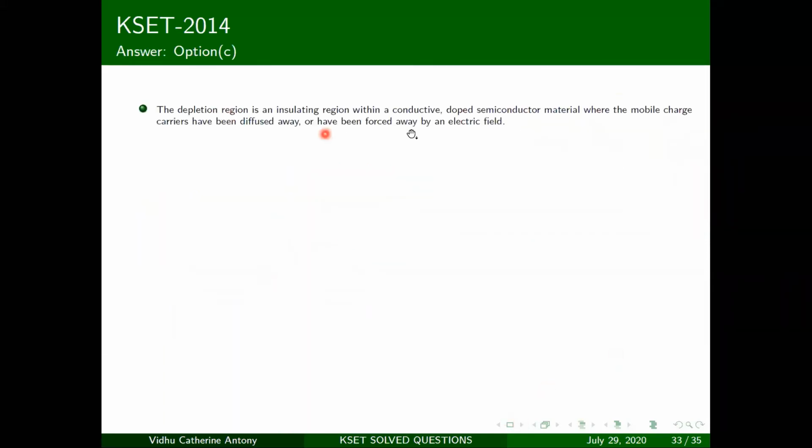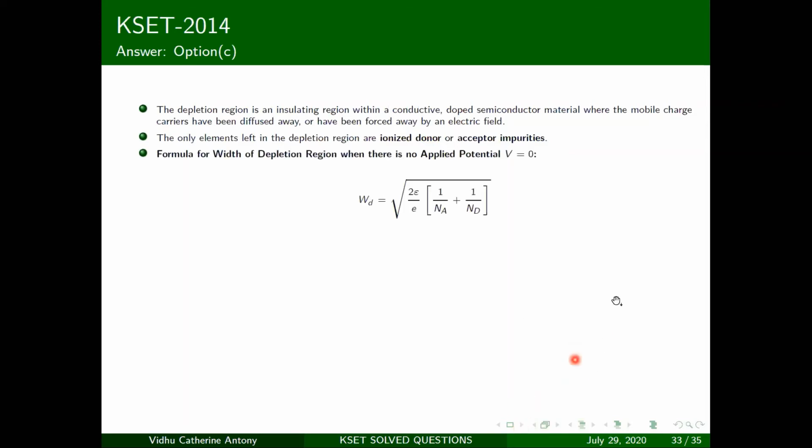The depletion region is basically an insulating region, where your charge carriers have basically diffused away. So there are no carriers. Your depletion region is what the word says: it's depleted of charges, a region depleted of charges. The only thing that's there is your ionized donor and acceptor impurities. And this is when you don't have an applied potential. I think many people know this.